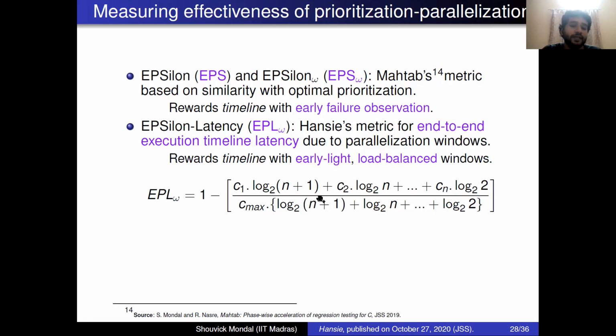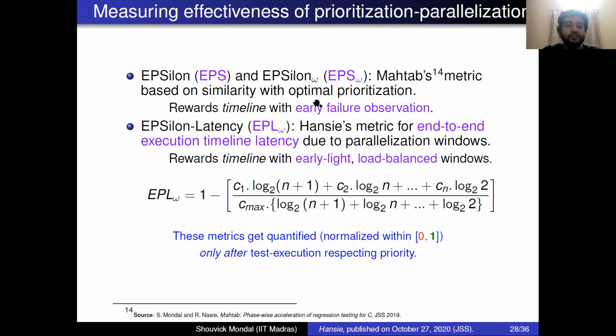So this metric, the first metric, is also normalized and says that the test case timeline that leads to early failure observation is much more fruitful. This is with respect to the failure observability. The second metric doesn't depend on the failure, and it says whether the prioritization is effective.